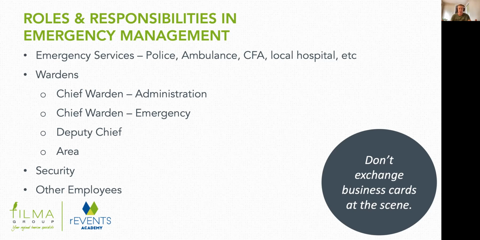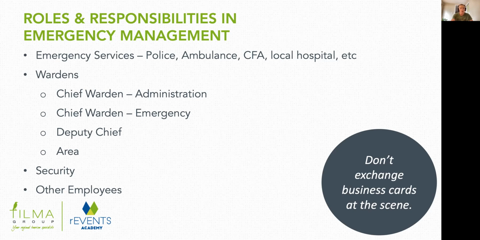So for example, they don't want the chief warden and the deputy chief warden to be off site at the same time. So they have that control over who's coming and going to make sure that at any point in time during the event, if an emergency was to happen, everyone's ready to jump into gear.